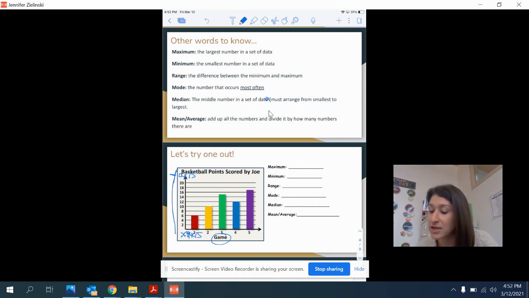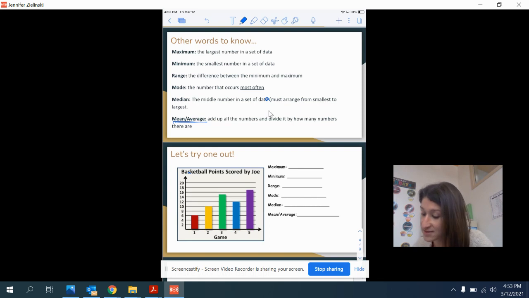And then we have the mean or average. You will see these terms used in both ways. So when we find the average or the mean, we have to add up all the numbers and divide it by how many numbers there are. So let's practice taking a look at analyzing some of this data in this graph here.